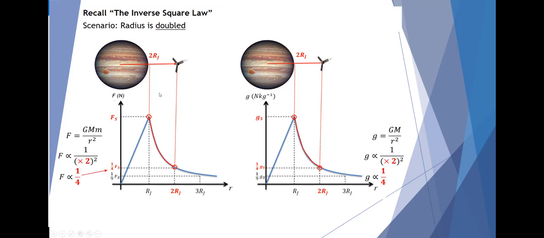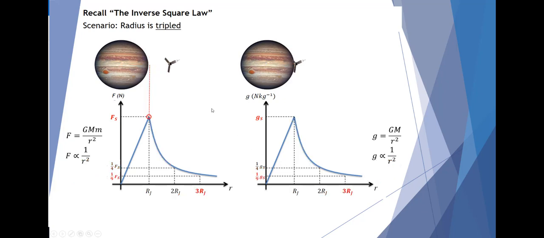So let's have a look. If I've doubled the radius, my r is a factor of times 2. When I square that, I get now a force of 1/4. That is the inverse squared law. Here again, my radius is increased by a factor of 2. When I square that, I get a gravitational field strength that is now 1/4 of the original value.